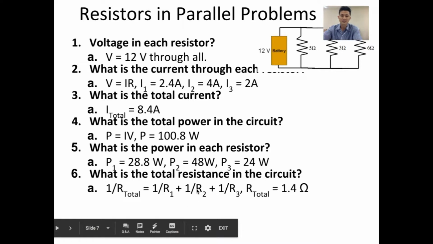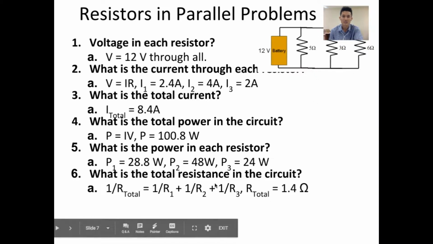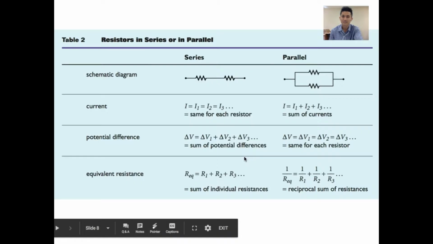For parallel, the total resistance is 1 over R1 plus 1 over R2 plus 1 over R3. So if I take 1 over 5 plus 1 over 3 plus 1 over 6, I'll get a number. Take the inverse, or to the power of -1, or 1 over that number, and I would get 1.4 ohms total resistance in my circuit. Okay, so notice the total resistance in this circuit is very small compared to the individual resistances.